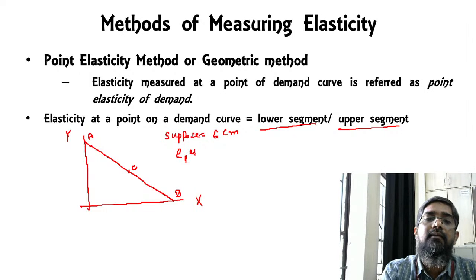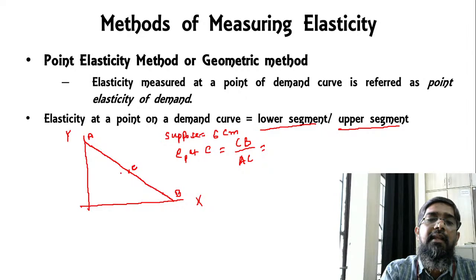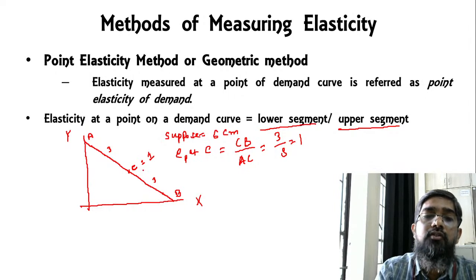So elasticity at C will be equal to the lower segment CB upon the upper segment AC. Now we have assumed that this whole length is 6 centimeter, and C is the middle point. So CB will be 3 and AC will also be 3, 3 centimeter and 3 centimeter. So 3 upon 3 is equal to 1. So at C your elasticity will be equal to 1.